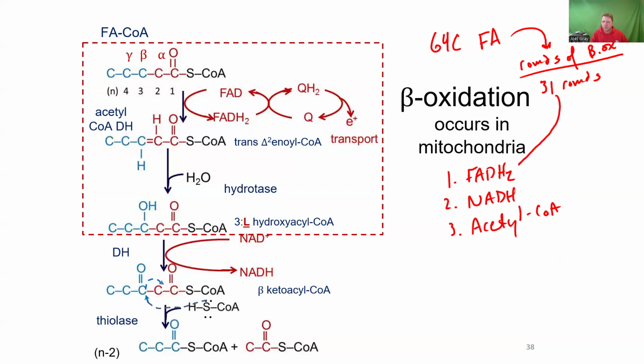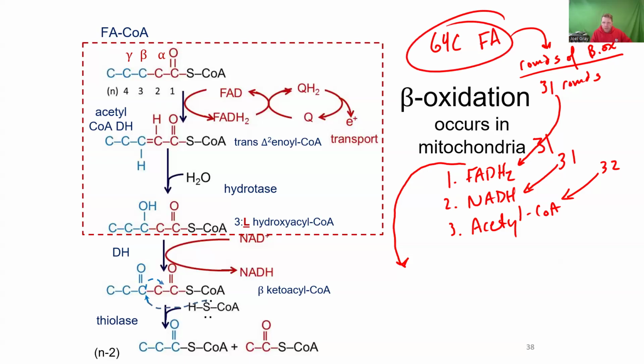So 31 rounds. Now, what are we going to generate from that? We're going to generate 31 FADH2, 31 NADH, and 32 acetyl-CoA. From a 64 carbon long fatty acid, you get 31 FADH2. So that's going to be approximately 62 ATP. From all 31 of the NADH, that's going to be about 93 ATP.